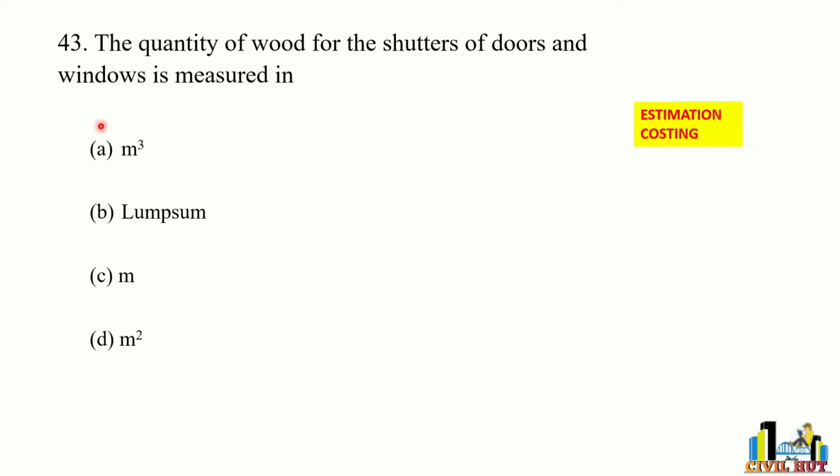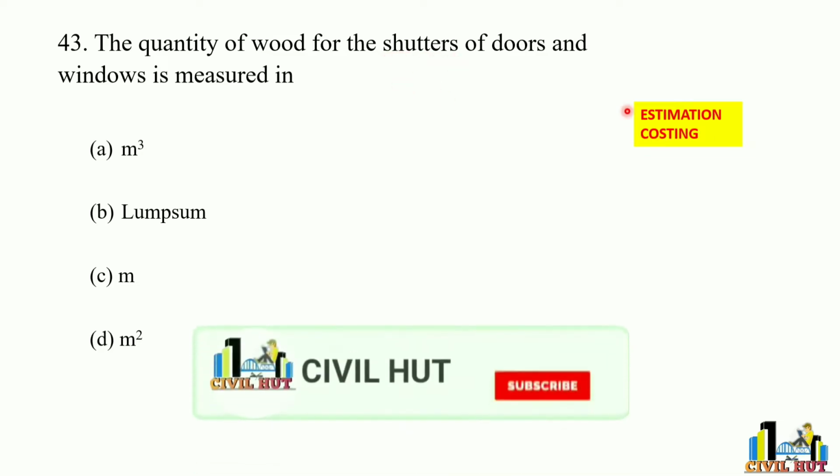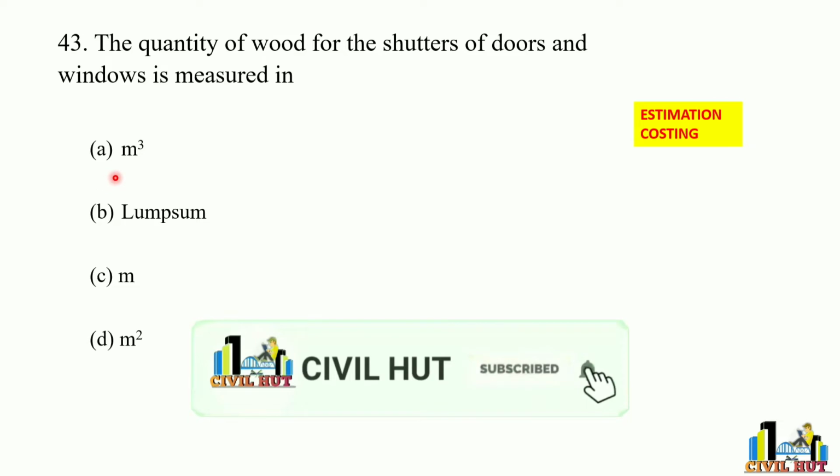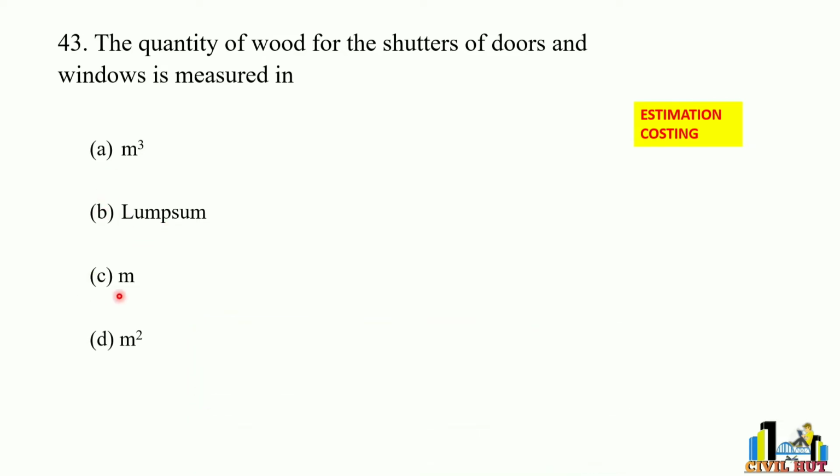Next question is the 43rd question. The quantity of wood for the shutters of doors and windows is measured in. Estimation and costing question. A. Meter cube. B. Lump sum. C. Meter. D. Meter square. Our option is D. D is the correct option for this question. Shutters of doors and windows are measured in meter square.